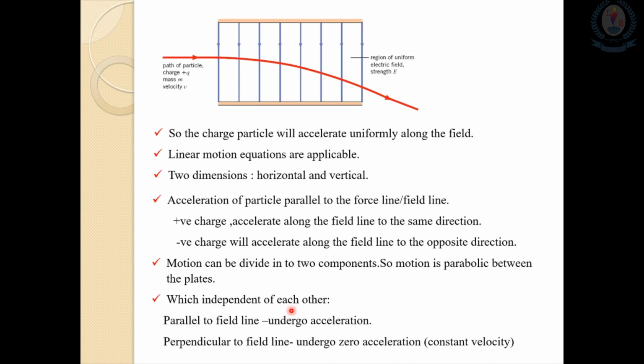So that's what I have mentioned here: horizontal and vertical motion are independent, but you have to keep in mind, parallel to the field line, the particle undergoes acceleration. It can be up, it can be down, depending on the charge that enters. But whatever the charge that enters, no force acts horizontally, as the force is perpendicular to the direction of motion. So the acceleration will be 0. So it will move with constant velocity horizontally. That is what is mentioned here.